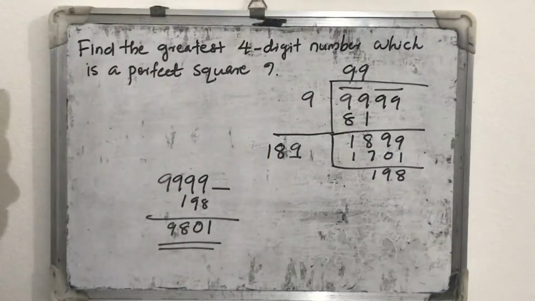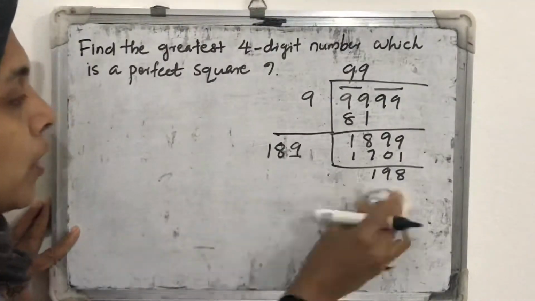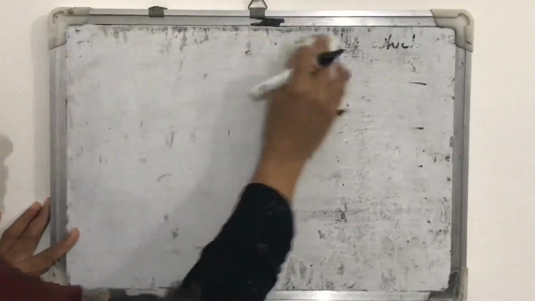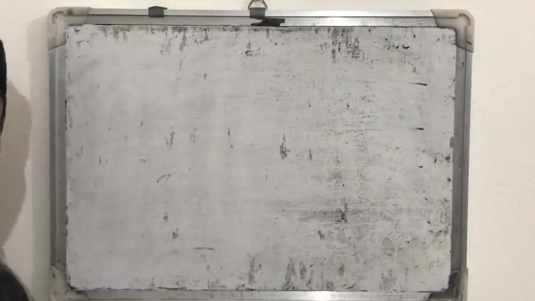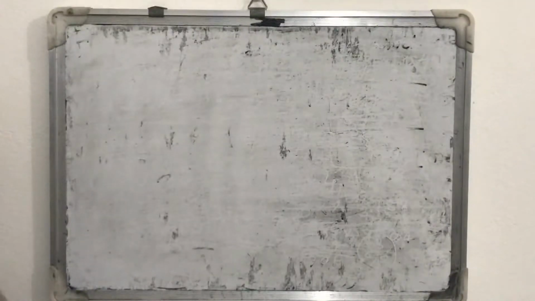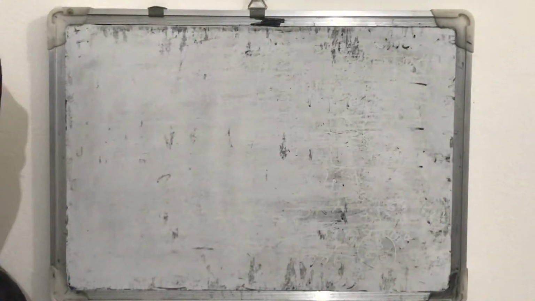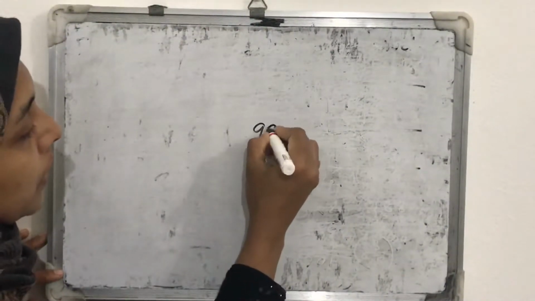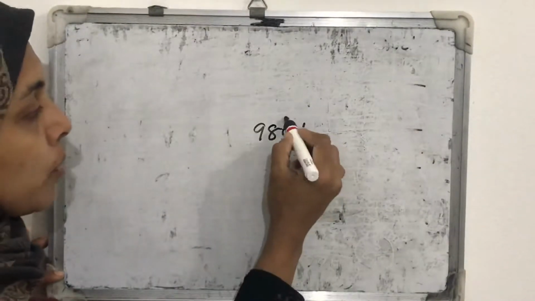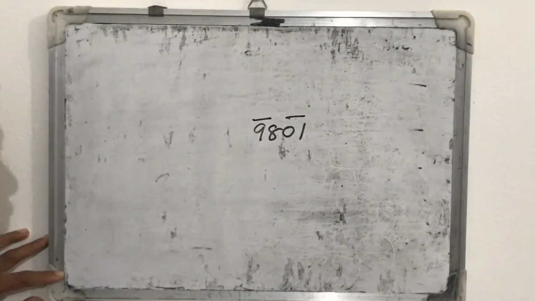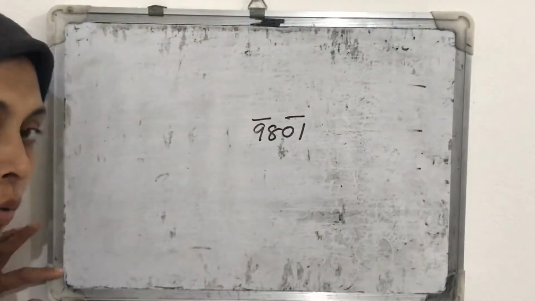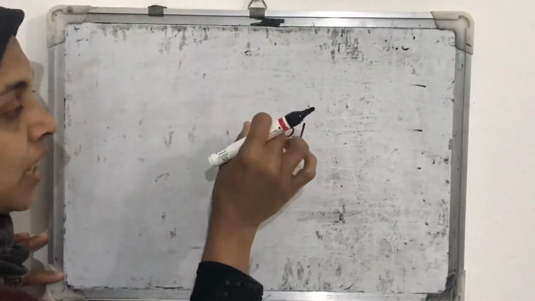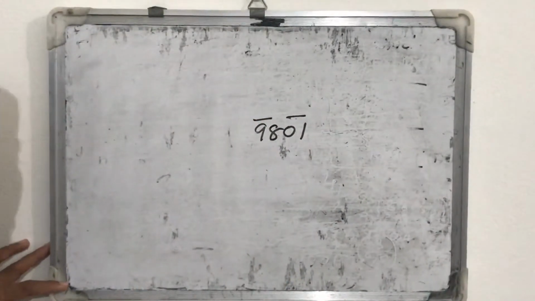Next question: how can we find the square root of decimal numbers? Before that, for any number, how can we check how many digits will be in its square root? Take the number 9801. How many bars are here? 2 bars. So how many digits will be in its square root? There will be 2 digits. According to the number of bars, that many digits will be in its square root.